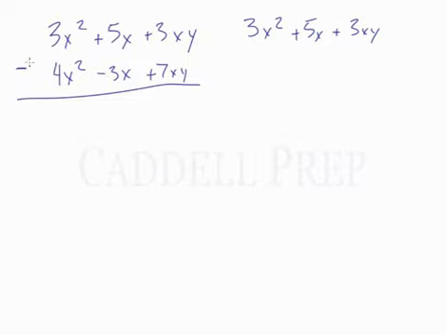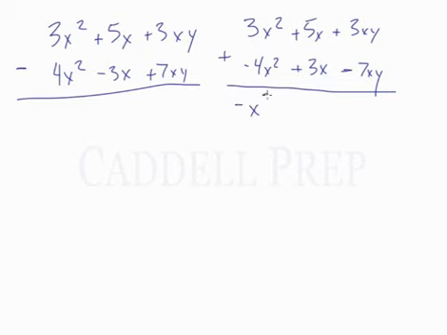We're going to change this overall minus sign to addition, and we'll change the signs of each term. So 4x squared becomes negative 4x squared, negative 3x becomes plus 3x, and this plus 7xy becomes minus 7xy. Now we'll just add. So 3x squared plus negative 4x squared is negative 1, or negative x squared. 5x plus 3x is 8x. 3xy plus negative 7xy, negative 4xy.